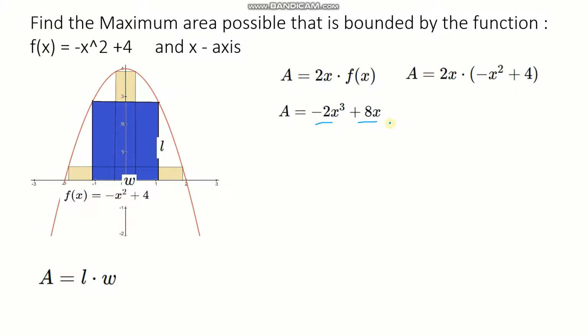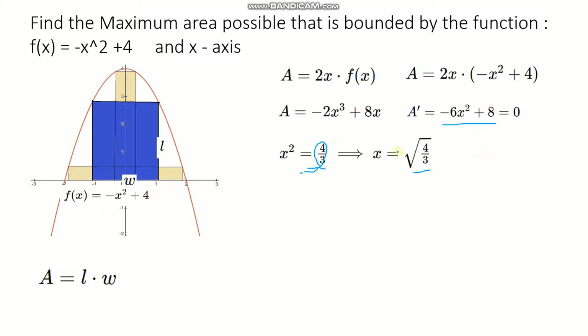Now we can take the derivative because we already defined the area in terms of the single variable x. So we do a simple reduction of power. The derivative of negative 2x cubed is 2 times 3 is 6, negative 6, and x to the 3 minus 1. So we have negative 6x squared plus the derivative of 8x, which is 8, equals 0. We set it equal to 0 to find the maximum. Transfer 8 to the other side and divide both sides by negative 6, and it becomes x squared equals 4 over 3. Taking the square root, we have x equals the square root of 4 over 3.